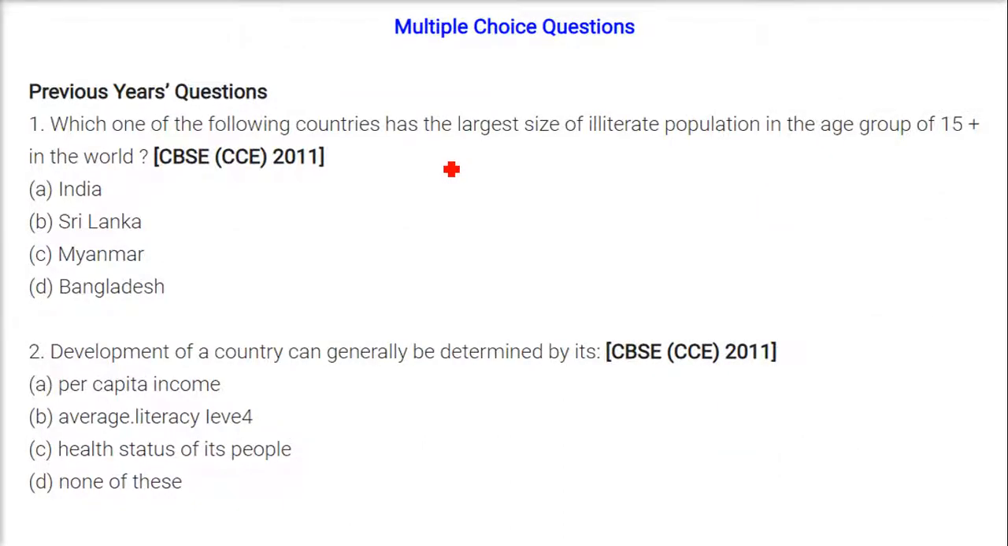Now coming to the MCQs or multiple choice questions. Which one of the following countries has the largest size of illiterate population in the age group of 15 plus in the world? The answer is Myanmar. Now, development of a country can generally be determined by its per capita income, its average literacy level also, and health status of its people, none of these. Because only one option is being asked, we will give per capita income.